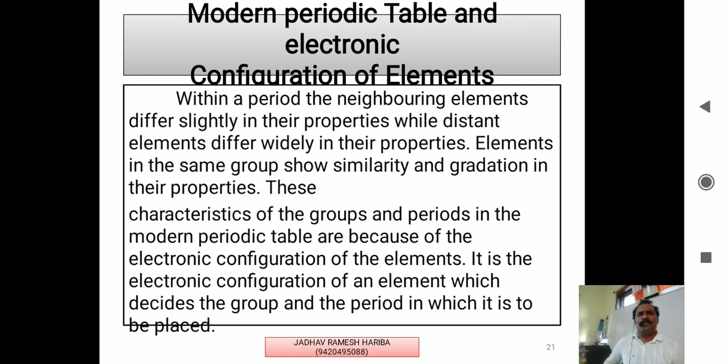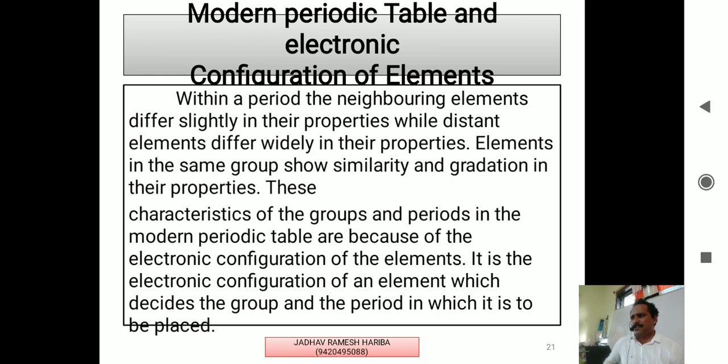But for periods in the modern periodic table, if we consider the properties of the elements in the same period, the nearer elements show only a slight difference, but the distant elements in the same period show a wide difference. It is the electronic configuration of the element which decides the group and the period in which it is to be fitted.